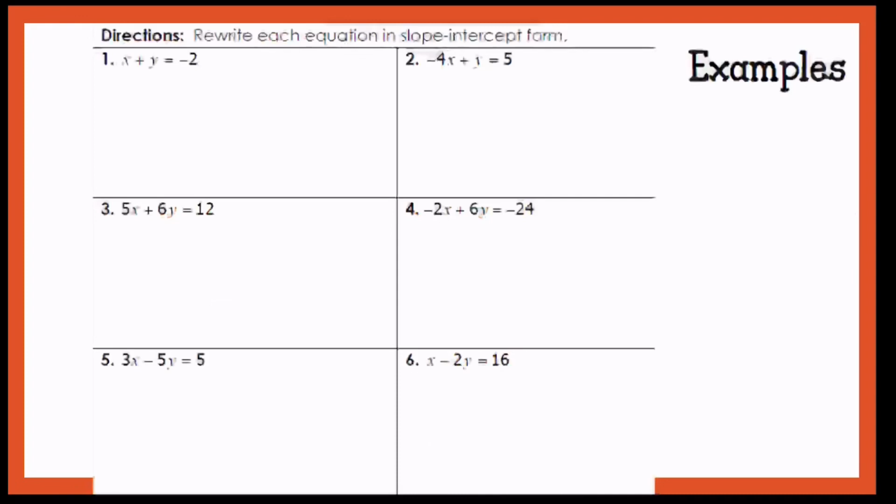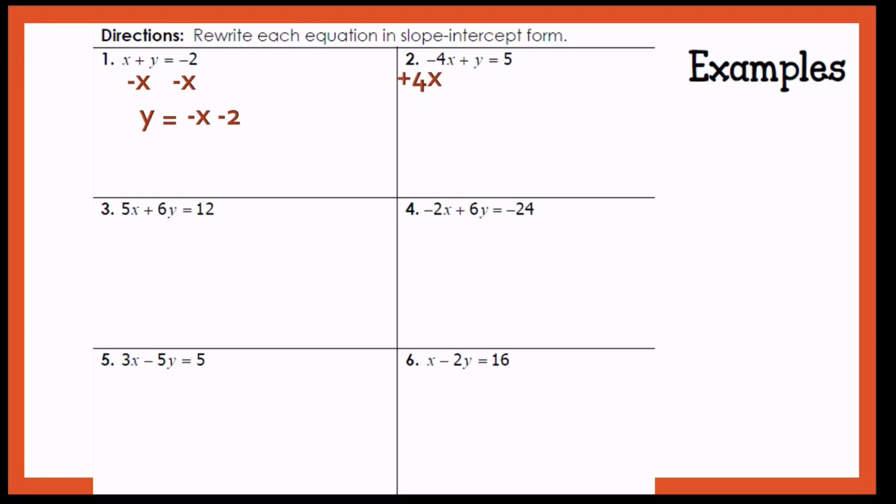So let's look at number 1. First, I get the y term alone by subtracting x from both sides. That would give me y equals negative x minus 2, right? There you go. I can identify my slope, m would be negative 1, and my b would be negative 2. So if this were me, I would write that down because then it helps me down the road.